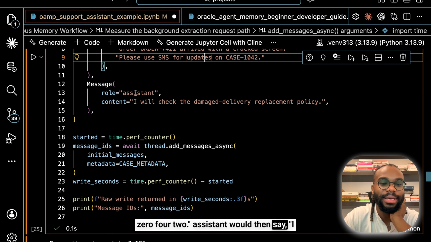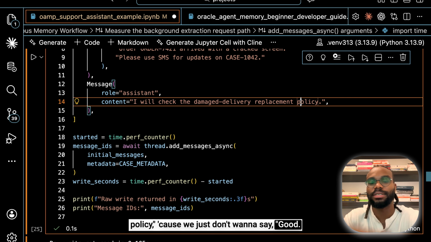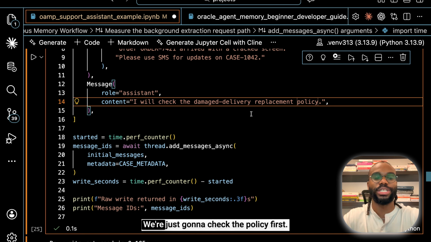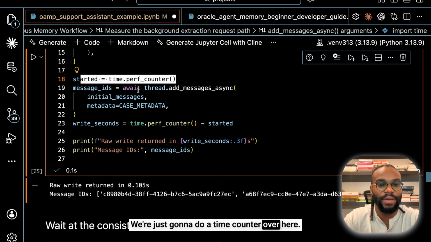The assistant would then say, I'll check the damaged delivery replacement policy, because we just don't want to say, okay, we'll give you a refund or something. We're just going to check the policy first. We're just going to do a time counter over here. But what we're going to do right now is do this.